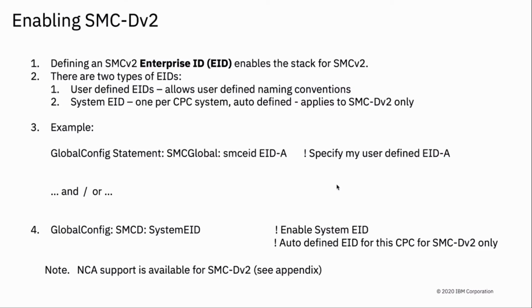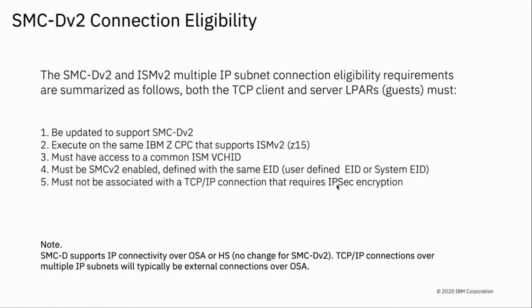So remember, defining the EID enabled your stack for version 2. In this case, it's just SMC-D version 2. So now, what is the connection eligibility? What are the rules? In order for 2 systems to connect, here's what they have to do. Both of those systems, the TCP server and the client, have to be updated, their software, to support version 2. If it's z/OS, you put on the 2.4 PTFs we talked about.